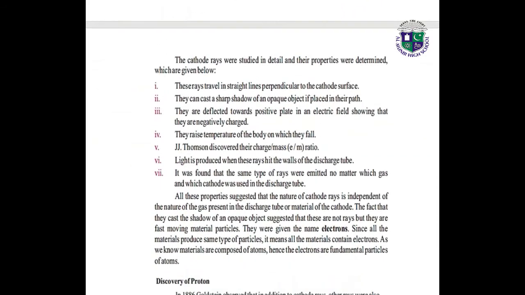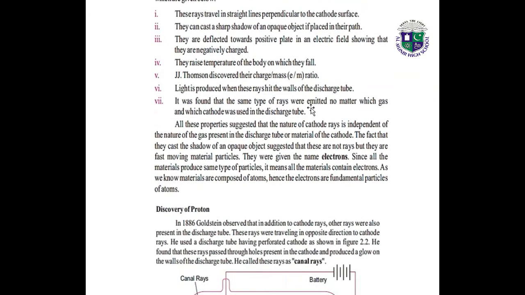What were the properties of these rays? These rays travel in a straight line perpendicular to the cathode surface. They can cast a sharp shadow of an opaque object. They are deflected towards the positive plate. They raise the temperature of the body. J.J. Thomson discovered their charge per mass, the e/m ratio. Light is produced when these rays hit the walls of the discharge tube. It was found that the same type of rays were emitted no matter which gas and which cathode was used in the discharge tube, and they were given the name of electrons.